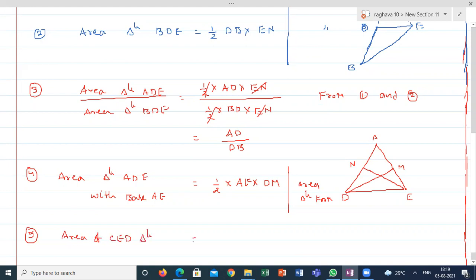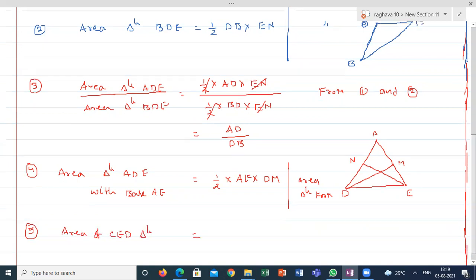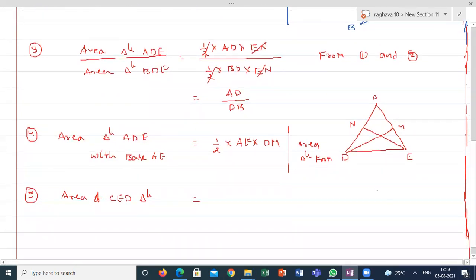CED triangle. What is the area of the CED triangle? How is the CED triangle looking? CED. This is DE and C is here. This is the CED triangle. This is the height of the CED triangle, because this is an acute angle triangle. This is the height of the triangle.